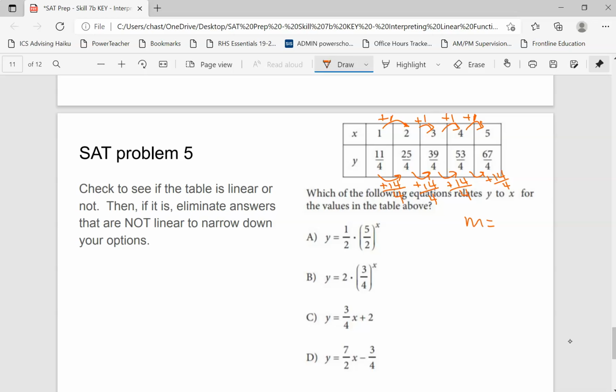So my m is 14 over 4, which simplifies to 7 over 2. And because I know this is linear, these don't even make sense. Those are not linear forms. And I can see my slope of 7 over 2 here, so I know D is going to be my answer.